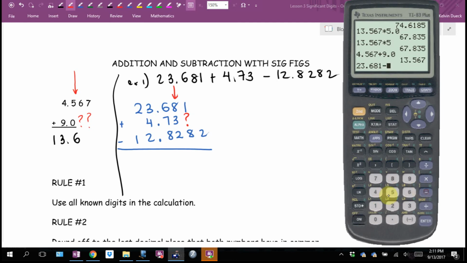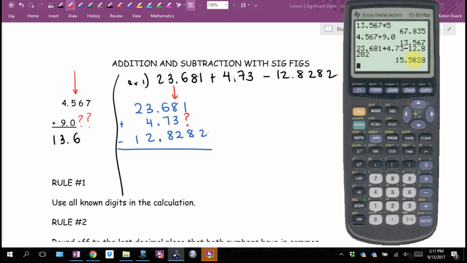23.681 minus 4. Minus Mr. Dewick. Good thing you have a calculator that lets you backspace and edit. Plus 4.73. Now take away 12.8282. Answer. Nothing to do with 5 sig figs or 3 sig figs or 6 sig figs. It's going to be to the second decimal place, the last spot where I know everything. It's going to round off right to there.